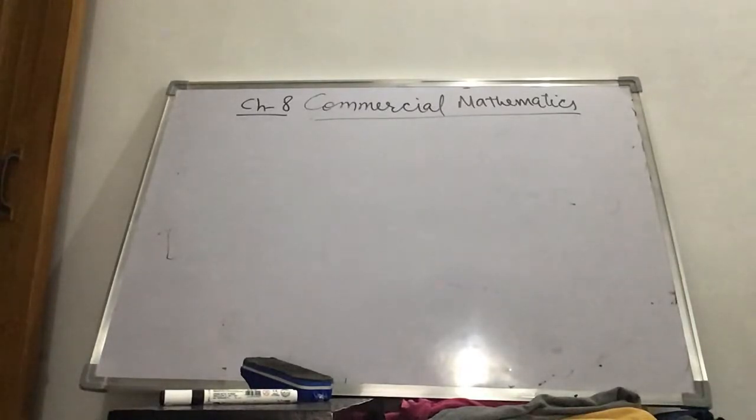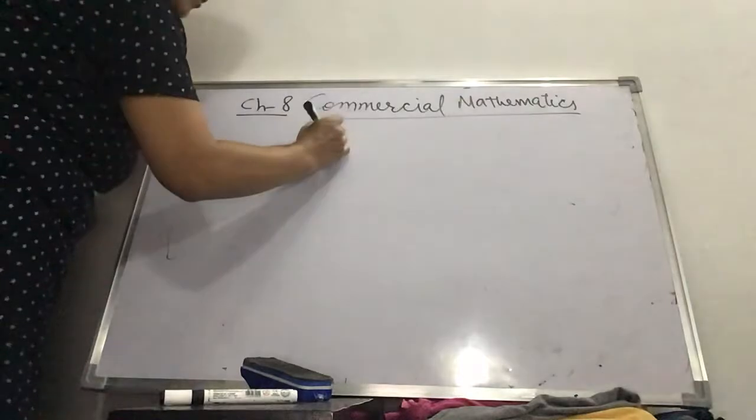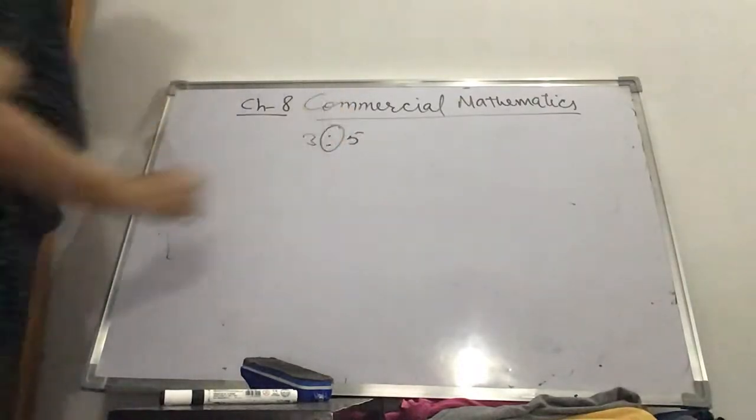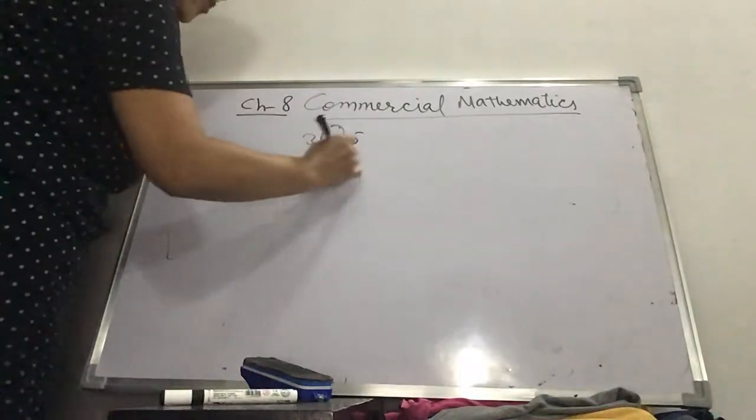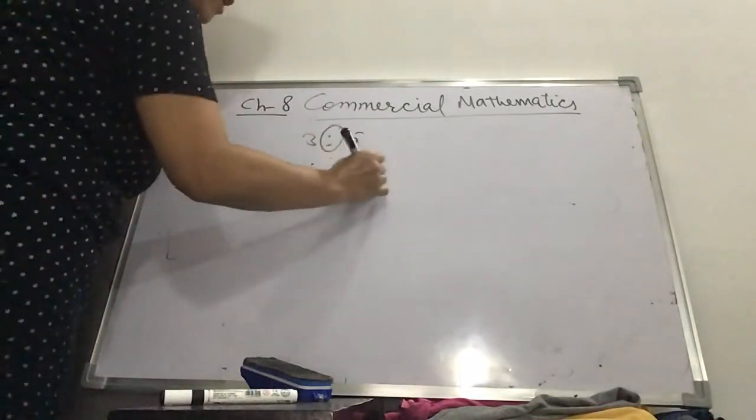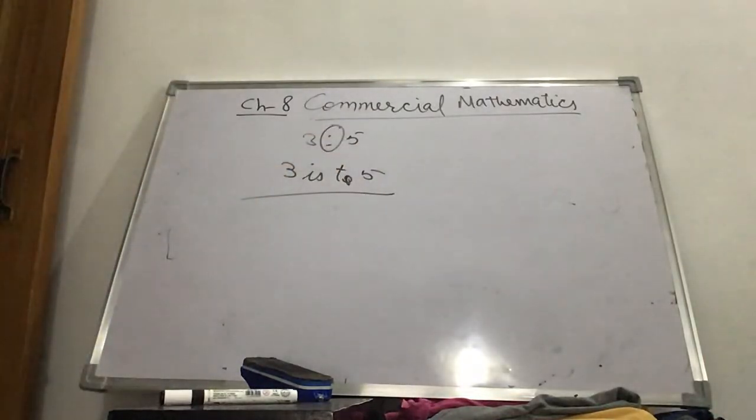For example, let us say that there are 3 lions for every 5 deer in the forest. It means the ratio of lions to deer is 3:5. This is the symbol of the ratio, 2 dots in a vertical way. In words we can write it 3:5.